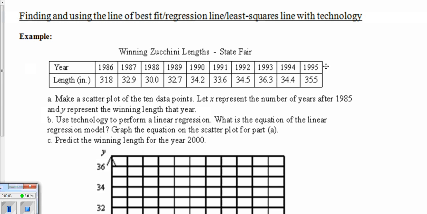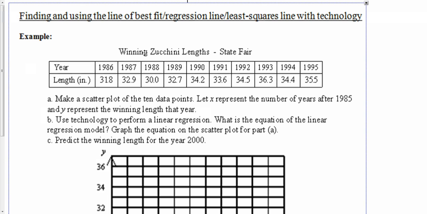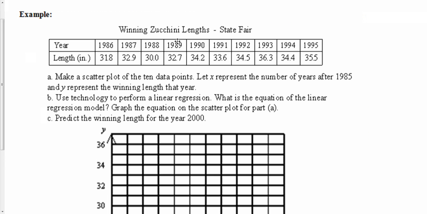All right, in our second video, we're going to be looking at using technology, so your calculator, to find the line of best fit. It's also called the regression line, or sometimes they'll call it the least squares line. So, looking at this example, we're looking at winning zucchini lengths at the state fair. Depending on the year, we've got the length of the winning zucchini at the state fair.